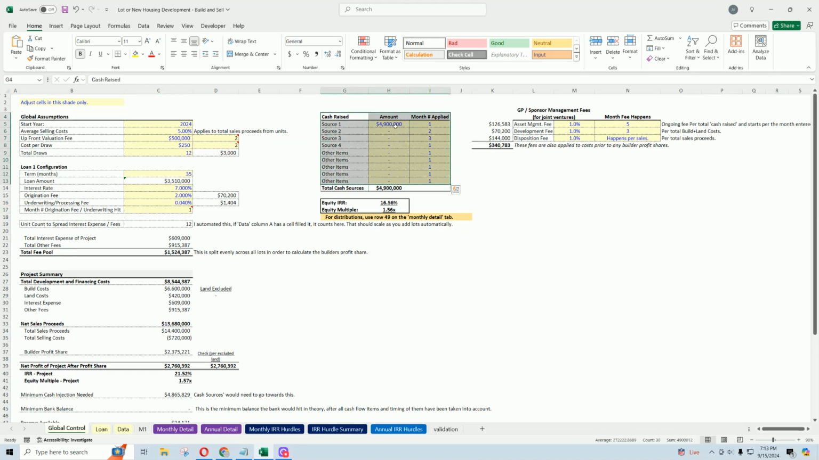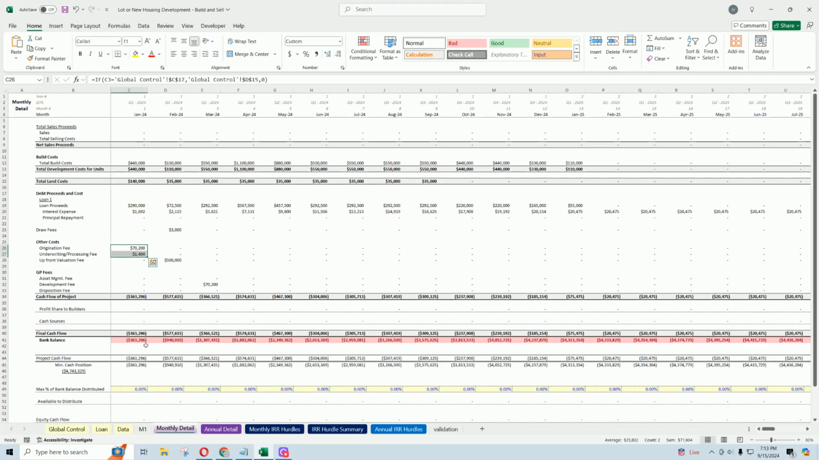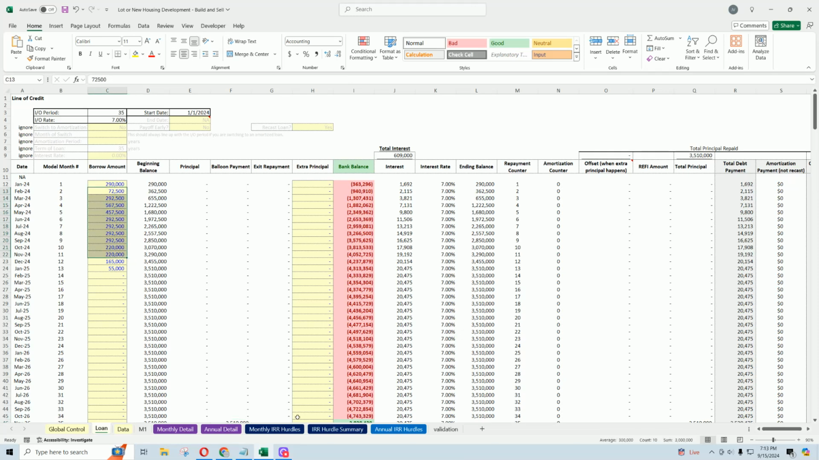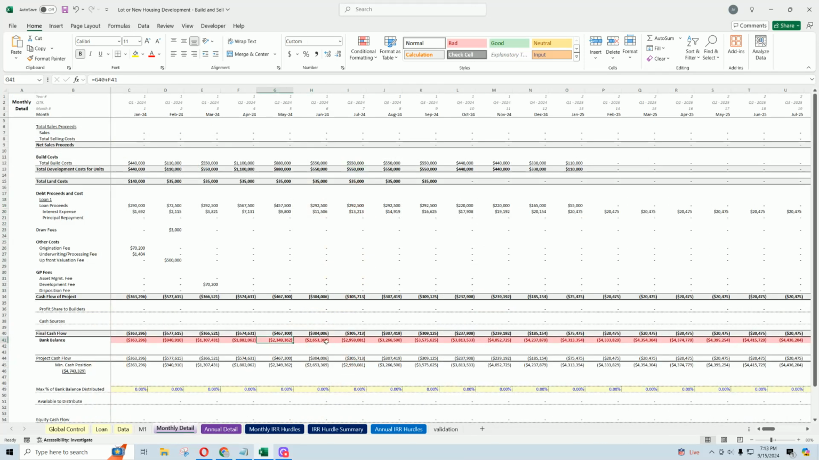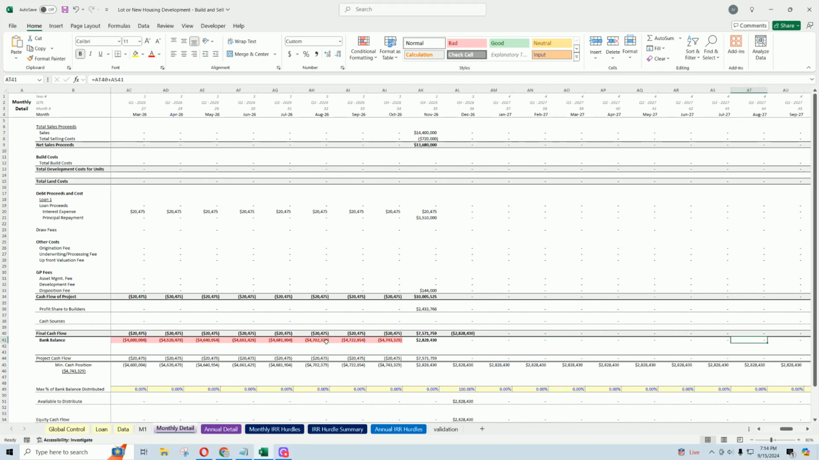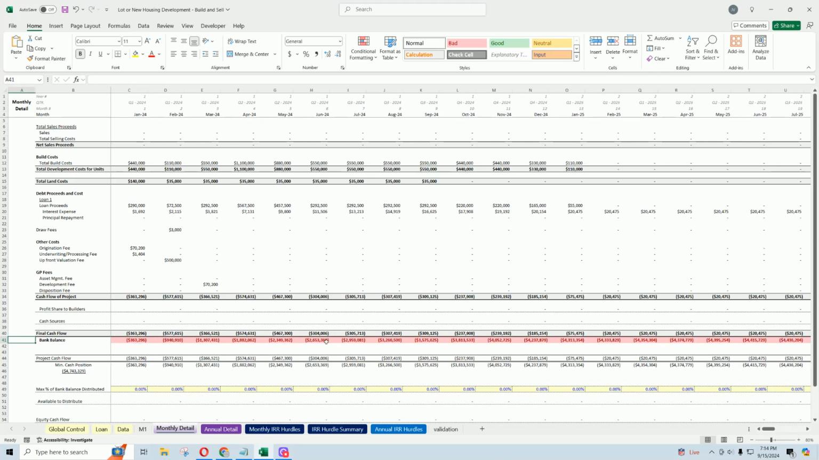Over here we have cash raised. This is the amount of equity being injected into the project. If you were to hit 0 right here, then you can see over on the monthly detail, this bank balance row 41 is going to be below 0, meaning this is how much cash is going to be required to keep the project afloat over time. So if we're not putting any money into it, we have some borrow amounts entered here, but it's not enough, so this is negative. And you never want this to be negative. If this row is negative, it's saying based on your assumptions, you don't think you're going to have enough money to actually do the deal. So that's the dynamic there with bank balance.